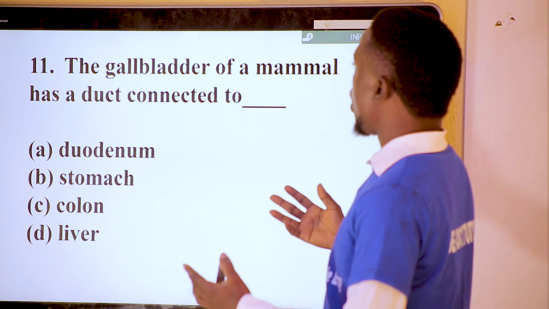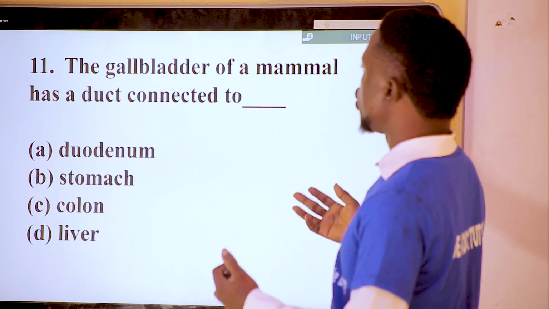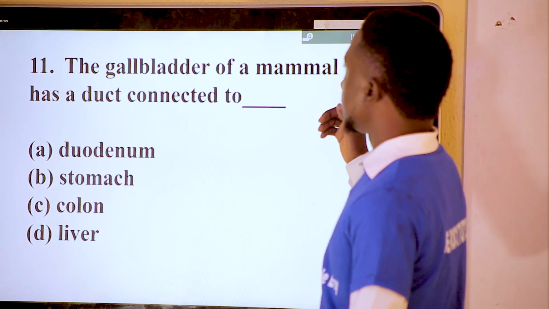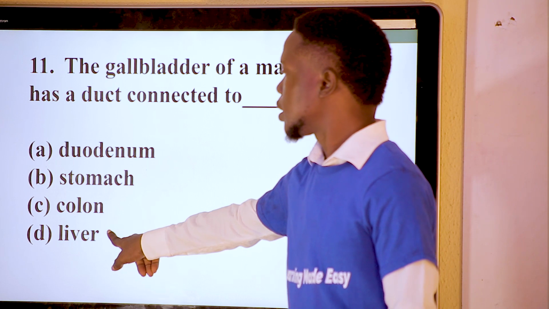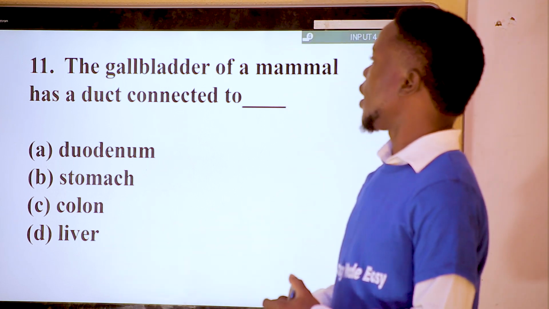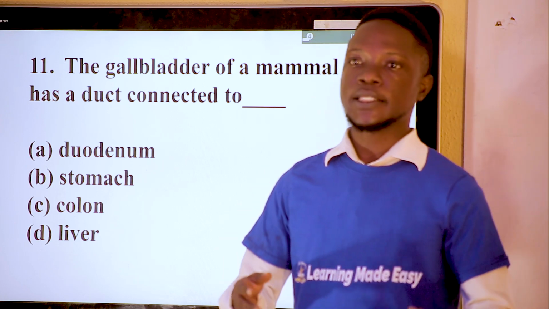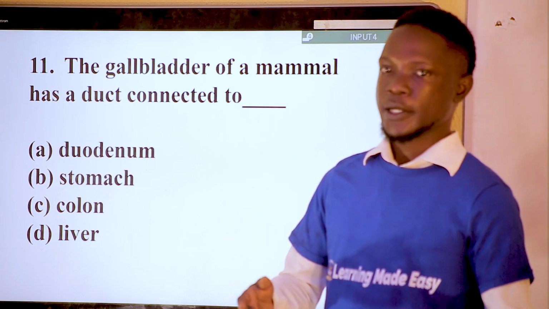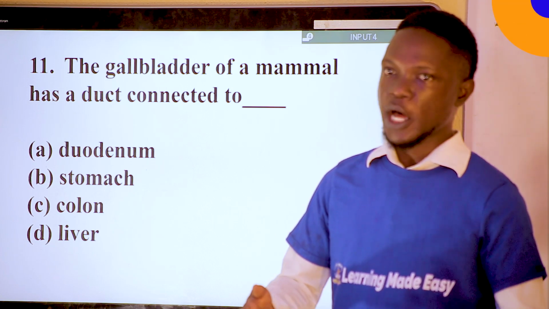Question number 11. The gallbladder of a mammal has a duct that is connected to... The answer to this question is option D, the liver. The gallbladder of a mammal has a duct that is connected to the liver. So bile is produced in the liver, but it is stored in the gallbladder.